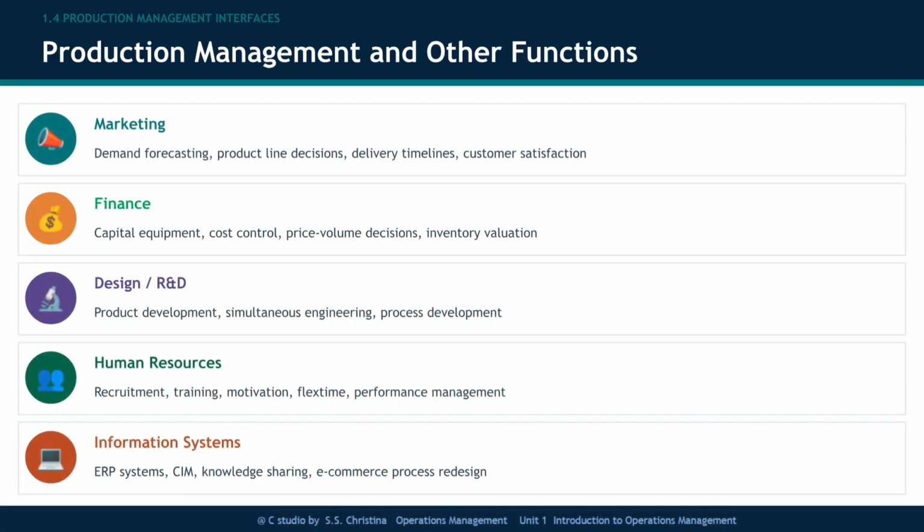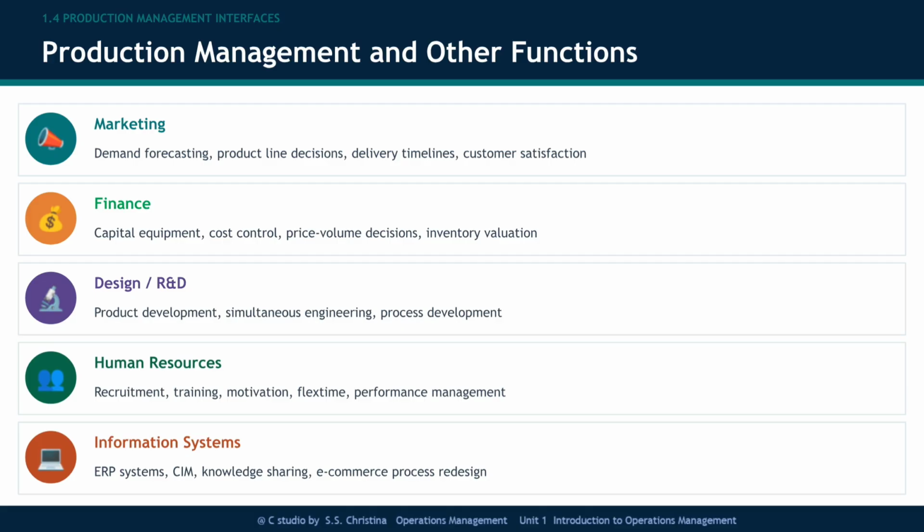No production manager works in isolation. Let's look at the 5 key interfaces, how production management connects and must cooperate with other functions in the organization. First, marketing. Marketing is the intelligence function. It tells production what customers want, in what quantity, and by when. Strategic positioning and market segmentation decisions made by marketing directly determine production strategy. When production and marketing work well together, organizations achieve significantly higher effectiveness.